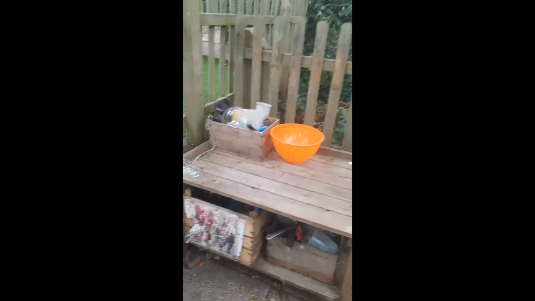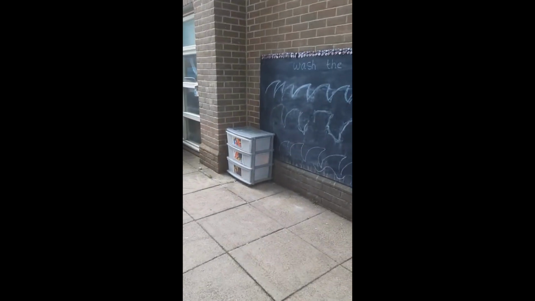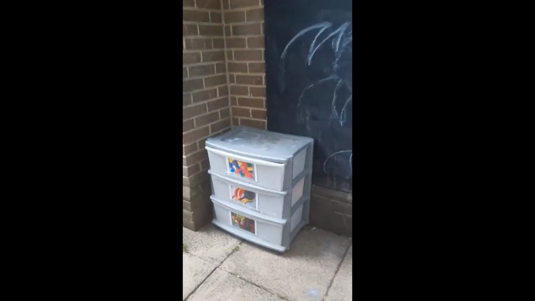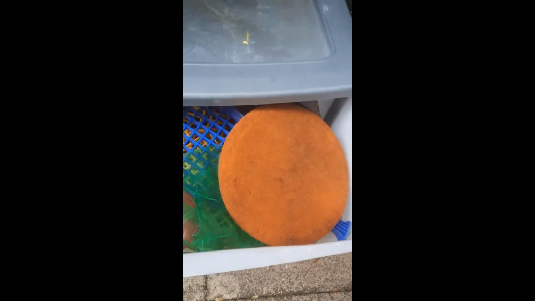At the moment, we're using it as a water kitchen. It's normally a mud kitchen. And we've got a big chalkboard. You can do lots of things on there. In these drawers, we have lots of play equipment. So things like beanbags, frisbees, tennis rackets, balls, skipping ropes, loads of things. You can use those whenever you like.